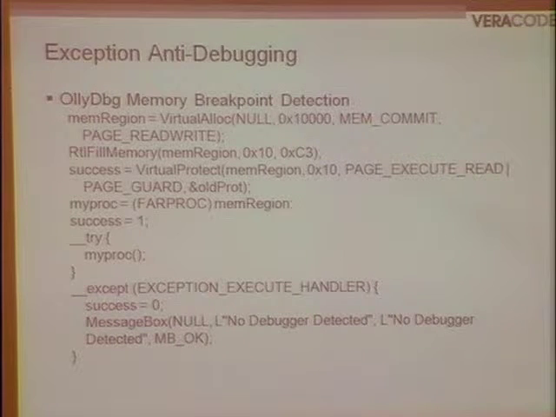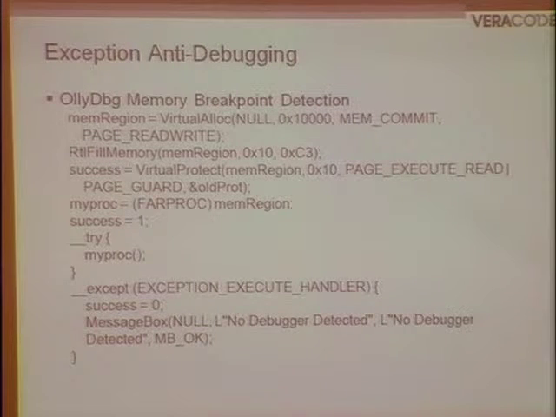All right, this one's specific to OllyDebug. OllyDebug interprets page guard exception as a memory breakpoint. So what we can do is execute a page guarded page to trigger that exception. And again, based off of how the debugger handles that and passes it back to us, we can detect the existence of a debugger.